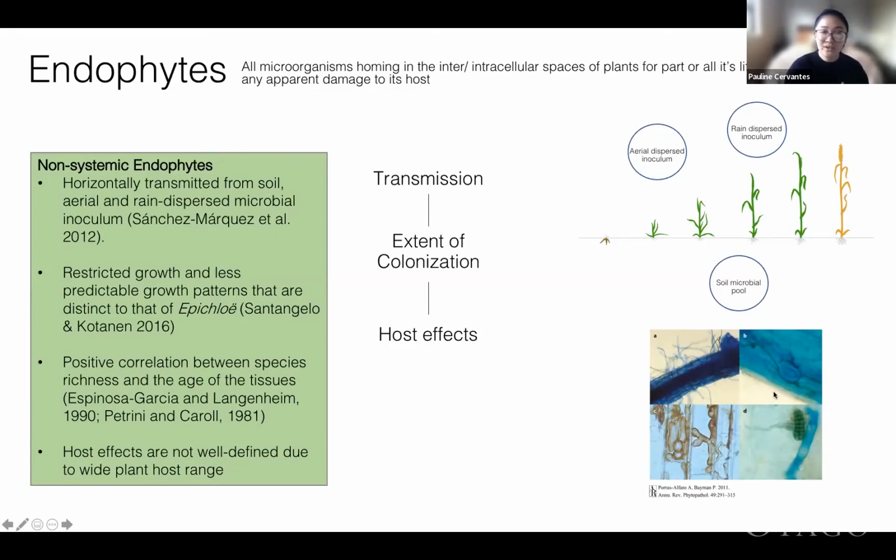And when we look at their effect on the hosts, it's not as well known just because of their wide host range. And when we think about endophytes as a whole, it's better to think of their interactions along the mutualism to parasitism continuum, because at any point in time, they can also become pathogenic when the host plant is stressed or when resources become limited.